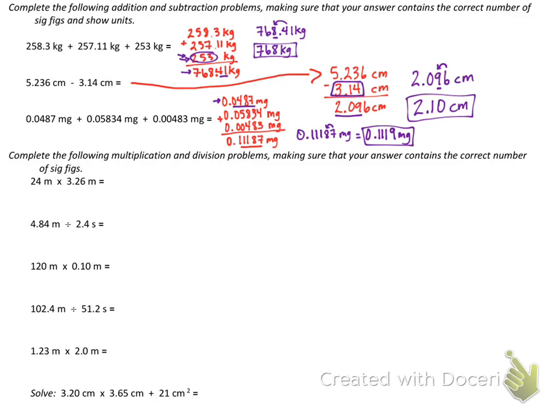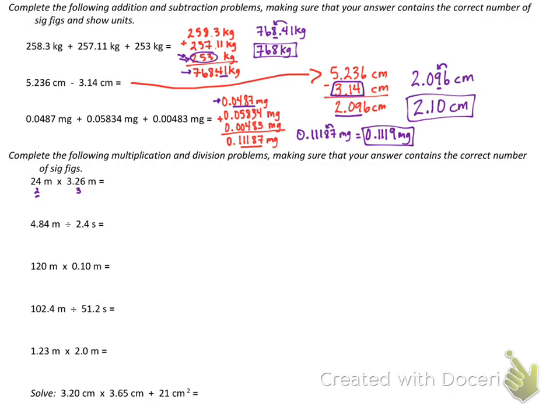We have 24 times 3.26. If we look at these, we identify that 24 meters gives me 2 sig figs, and 3.26, again, the decimal point is present, so I'm going to go from left to right. This one gives me 3. Okay, so I'm going to erase the sig figs because I don't need to know that. I know that. So in this case, my answer should have 2 significant figures. We'll get those in just a minute. Let's go to the next one.